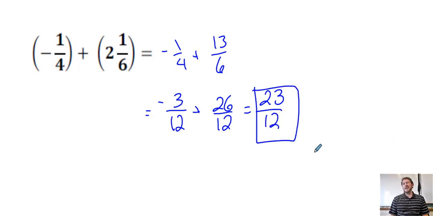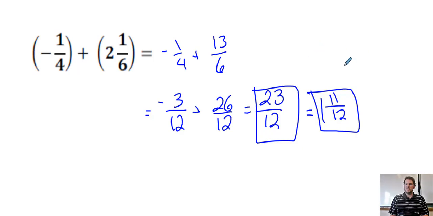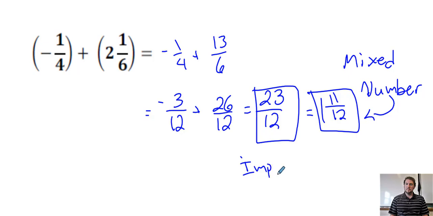And then if I wanted to convert that back into a mixed number, we ask ourselves, how many times does 12 go into 23? It goes into 23 one time. And if I take a 12 away from 23, I'm left with 11 as my remainder. So 1 and 11/12 would be the mixed number, right? So this is my mixed number, and this one, again, is an improper fraction.